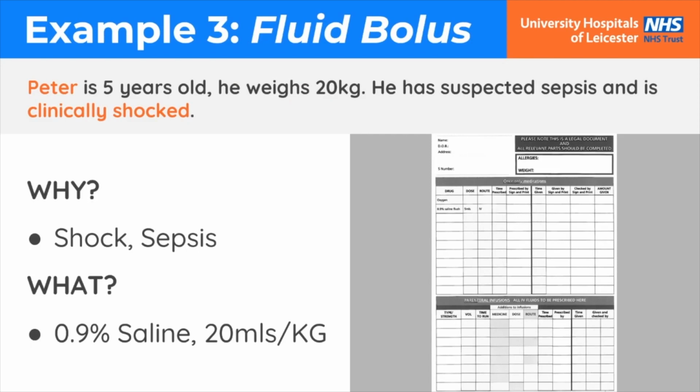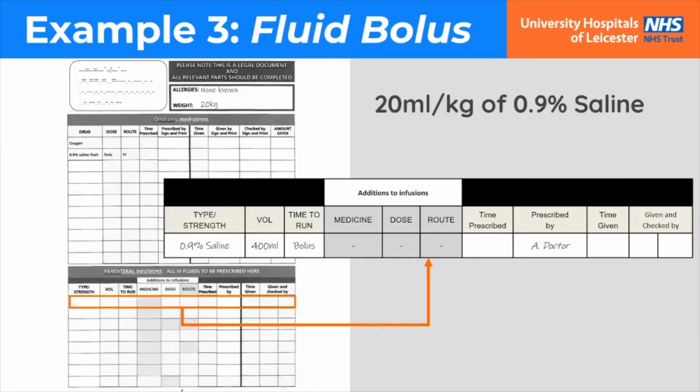So in this example, Peter is 5 years old, he weighs 20 kilos, and he has suspected sepsis, and he is clinically shocked. So he's tachycardic, he has low blood pressure, and very poor perfusion. So the question why give a fluid bolus is answered. He's in shock, he's got sepsis. And the question of what is normal saline at 20 mL per kilo. His prescription would look something like this.